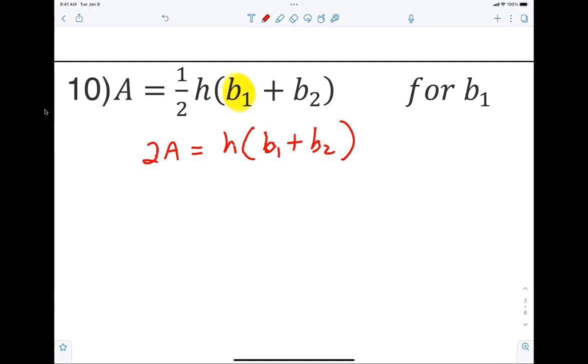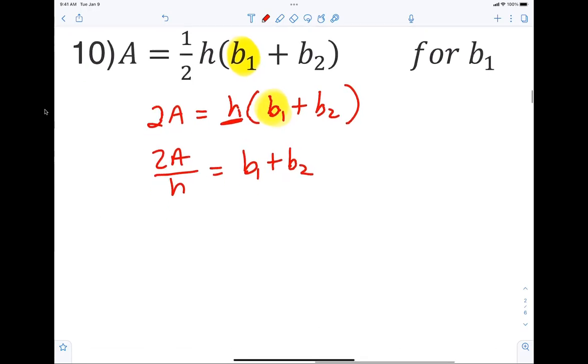I'm trying to get to b1, right? So what's in the way? B2 and h. So I need to get rid of the h. Not minus h. Plus h. You with me? And then now do what? Minus b2. Yes, now we're subtracting b2.